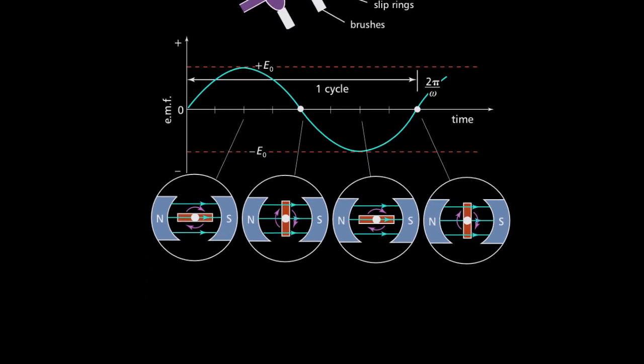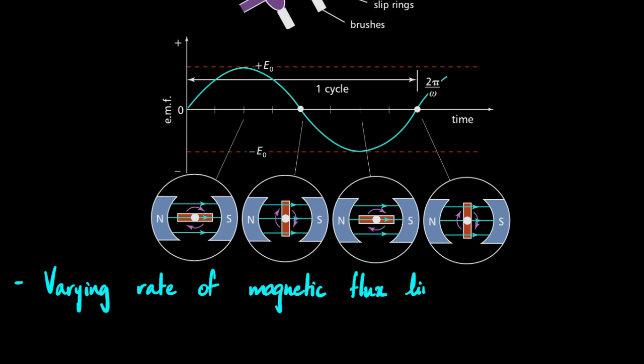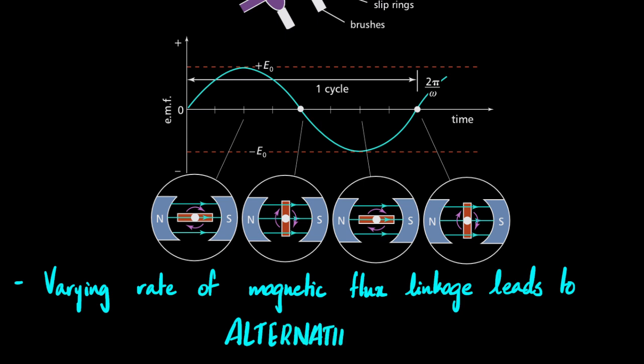Now this thing in itself is not very important, how an AC generator works. I just wanted to tell you guys that in this one, a varying rate of magnetic flux linkage leads to what the name of this chapter is, which is alternating current. In this case, it's alternating voltage, and you know it's the alternating voltage which leads to the alternating current. So it's the same thing.